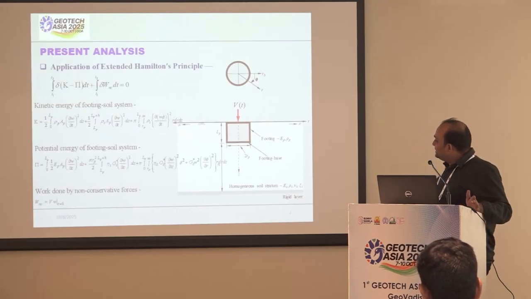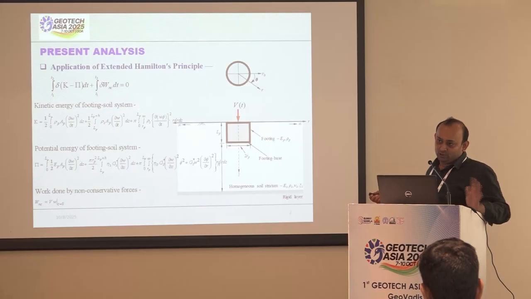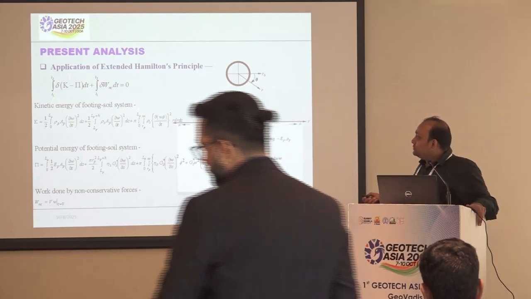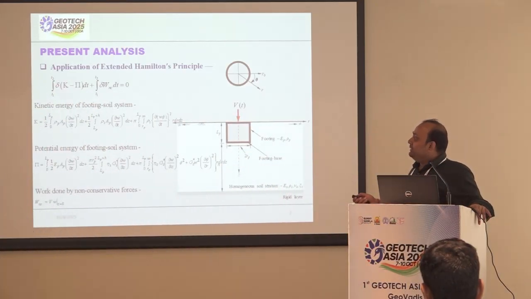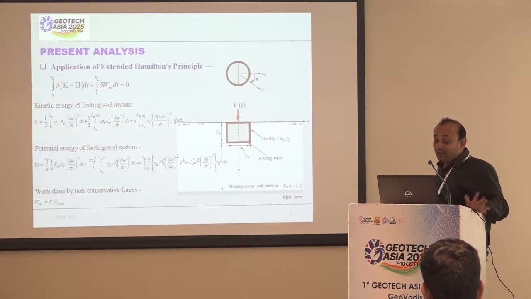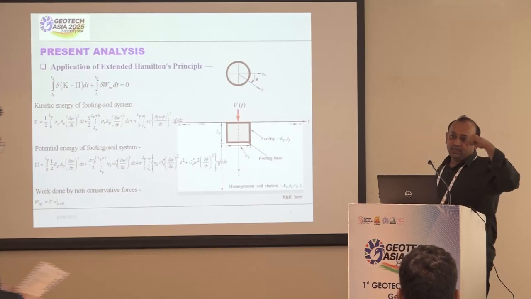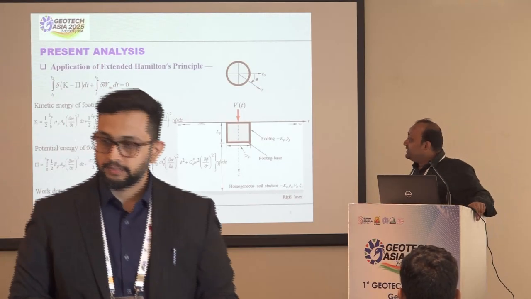Next, we take this entire problem and apply the extended Hamilton's principle, which is nothing but the dynamics part of the virtual work principle. In this equation, you see that there are parameters K, Pi, and WNC. K is the kinetic energy of this entire system. Pi is the potential energy of this entire system, and WNC is the work done by the external force that you're applying. So these are the equations that you see.